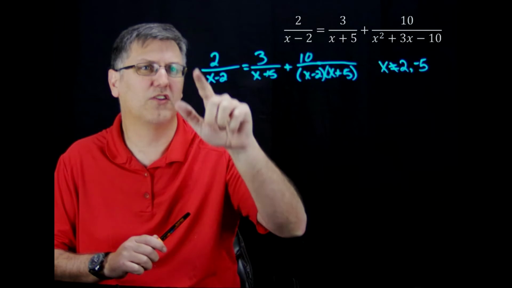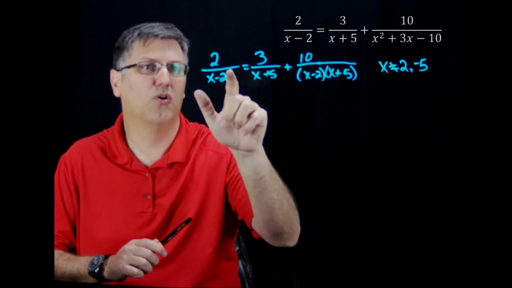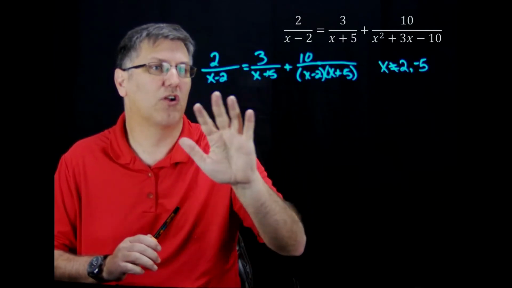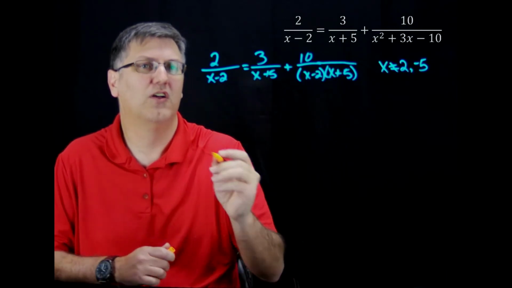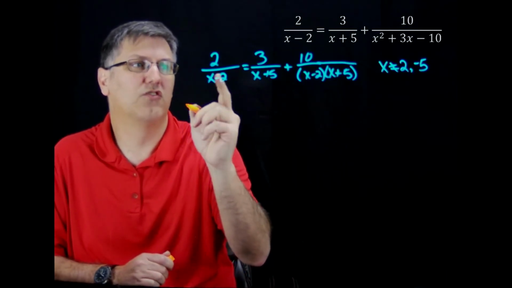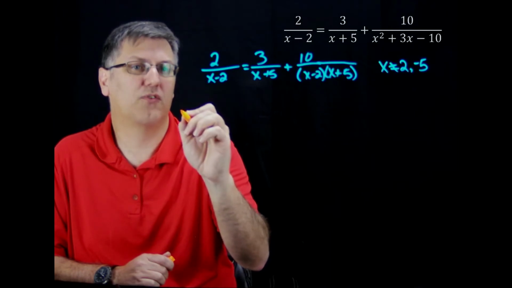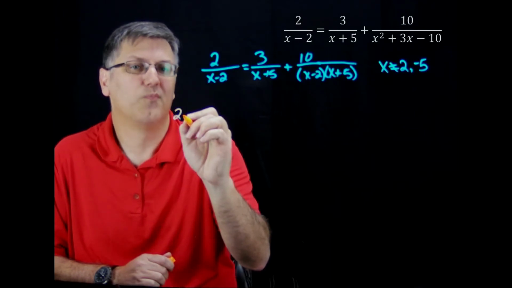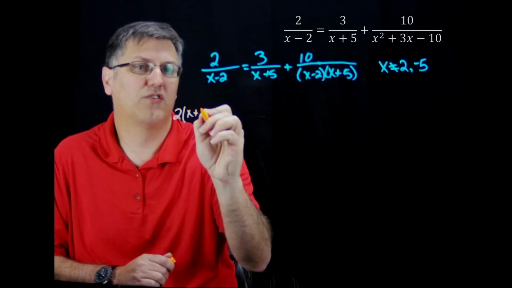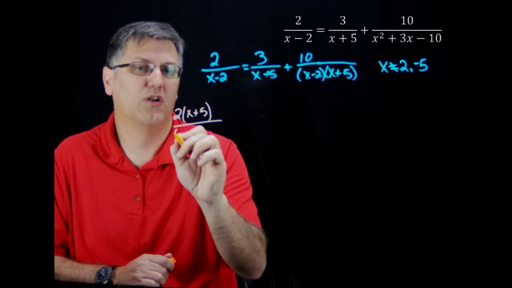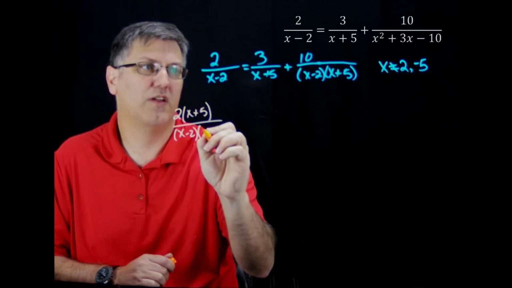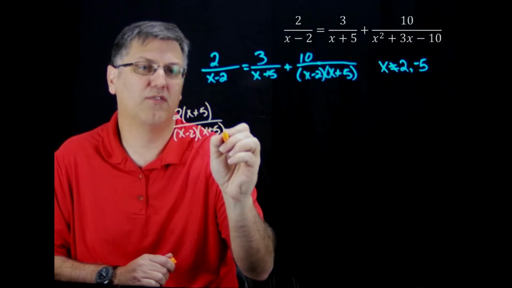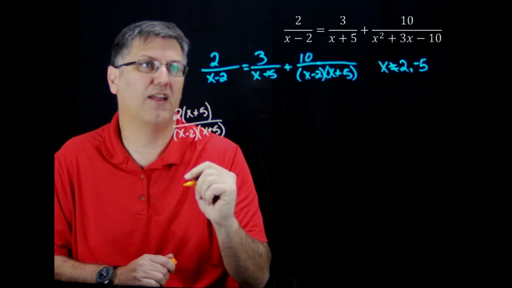All right, so I'm going to look at this fraction right here. I have 2 over x minus 2, and I'm going to look at all my denominators and ask, what is this fraction missing? The x plus 5. So I can just multiply this whole thing by x plus 5. So I'm going to have 2 times x plus 5 over x minus 2 and then x plus 5. So here's the x plus 5 that I added in there.